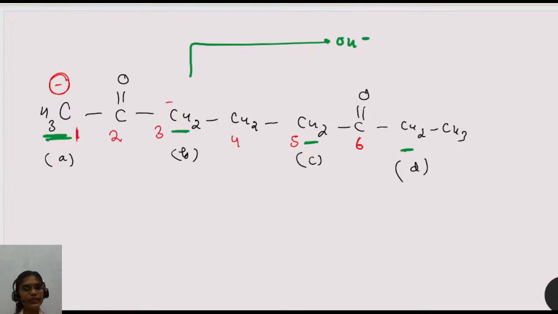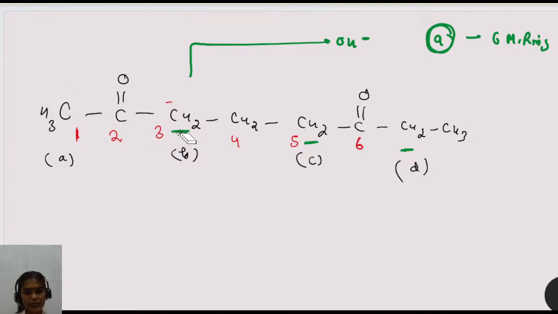Cool, so it can be feasible. According to my counting, A is better. Just by using this, for A we are getting a six member ring. This is how you have to decide. Okay, so let me just erase now.